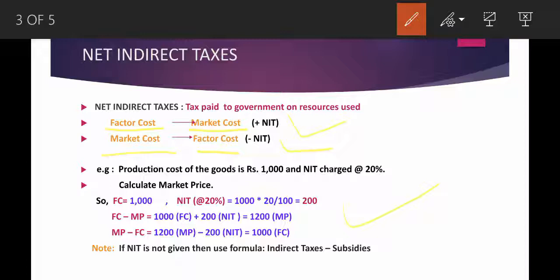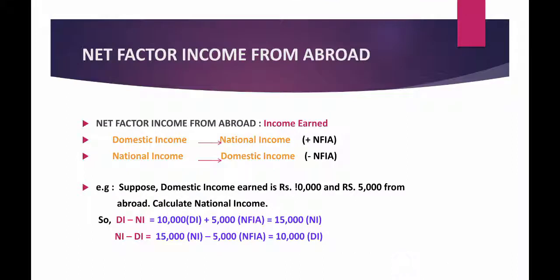Now one very important thing: if in the question NIT is not given to you, then no need to worry, go through this note. It says that if NIT is not given, then use the formula: indirect taxes minus subsidies. Indirect taxes, as I already said, include GST, and then you will get your net indirect taxes. I hope this is clear to you. So let's move on to the next slide.